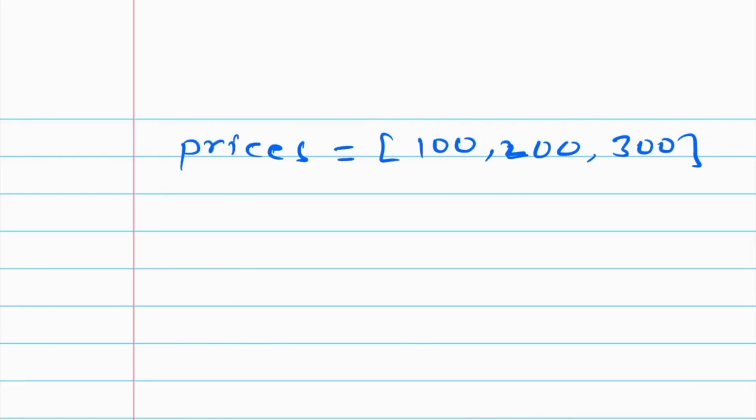Now let's see how to get values from a list. We access values from a list using their position. This position is called an index. Python starts counting from 0. So in this list, the value at position 0 is 100, the value at position 1 is 200, and the value at position 2 is 300.